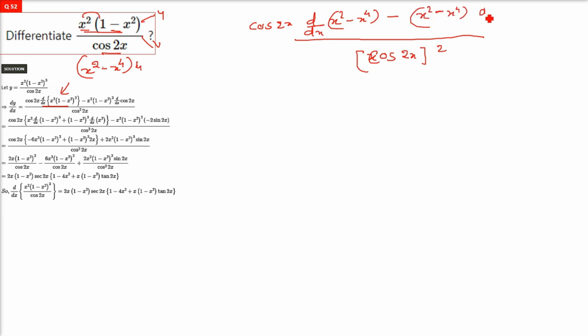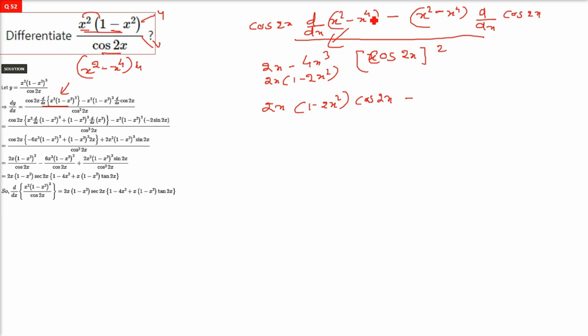Then the differentiation of cos 2x will be minus sine 2x. I'll just show you the differentiation of both of them. First, let us differentiate the x square minus x to the power 4. It is going to be 2x minus 4x cube. You can take 2x common from here if you want, just to make them simple. So it will be 1 minus 2x square inside. This is the differentiation of x square minus x to the power 4. So 2x into 1 minus 2x square, and then we have a cos 2x already here, cos 2x. Then minus, this is x square minus x to the power 4.